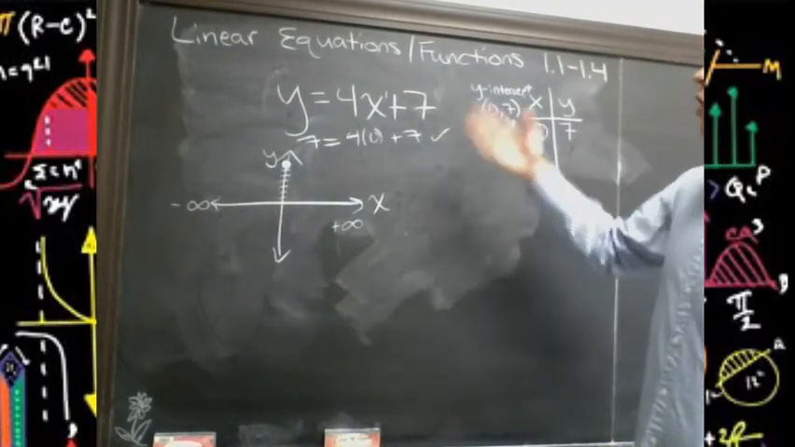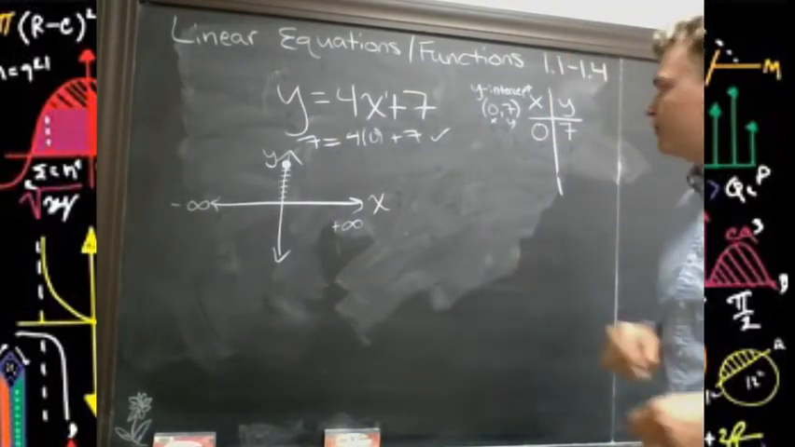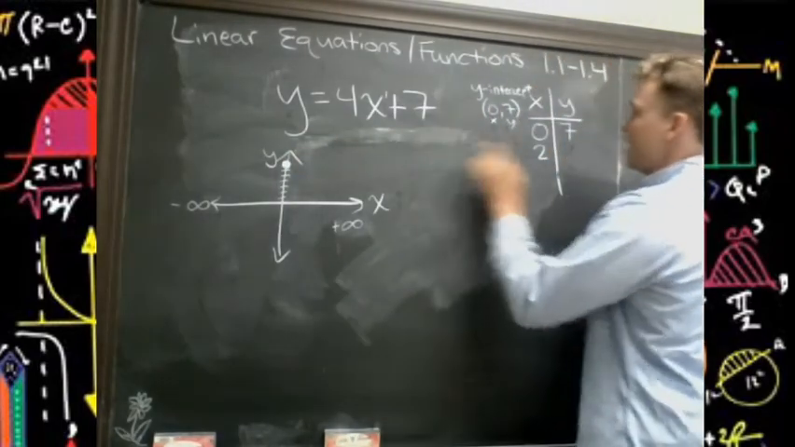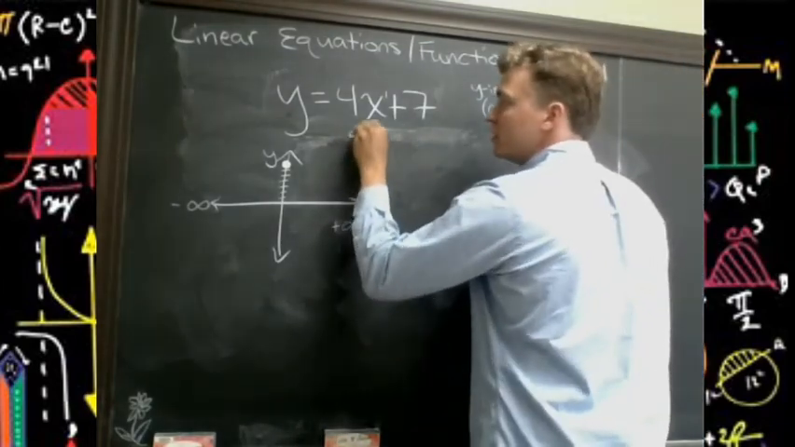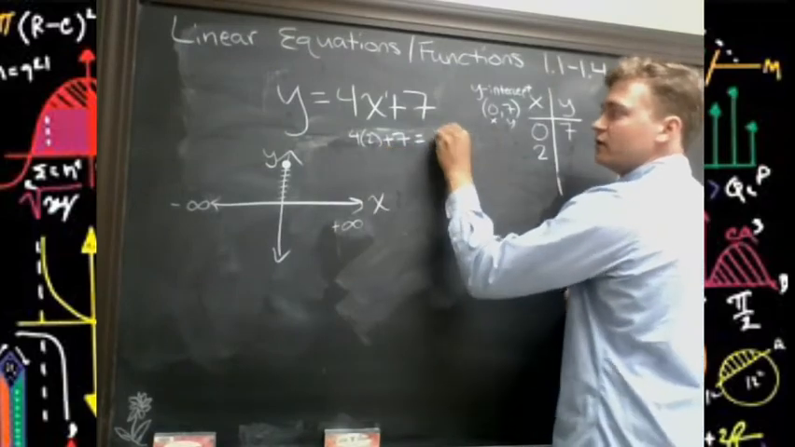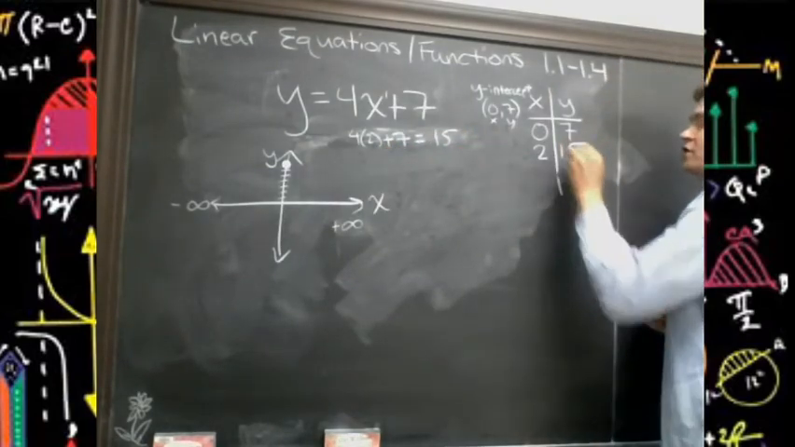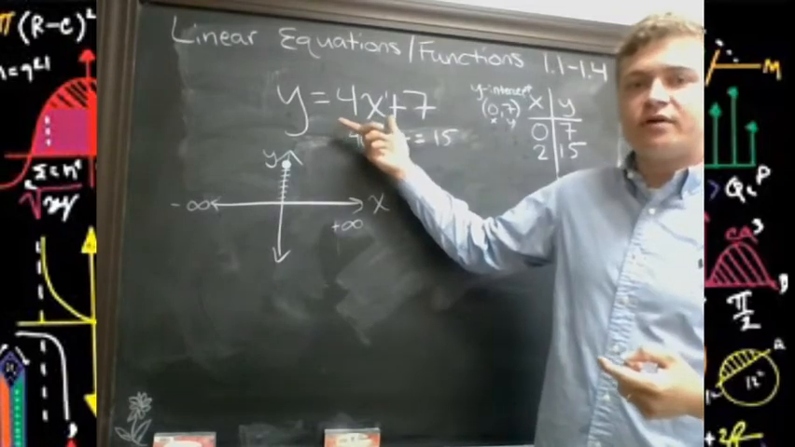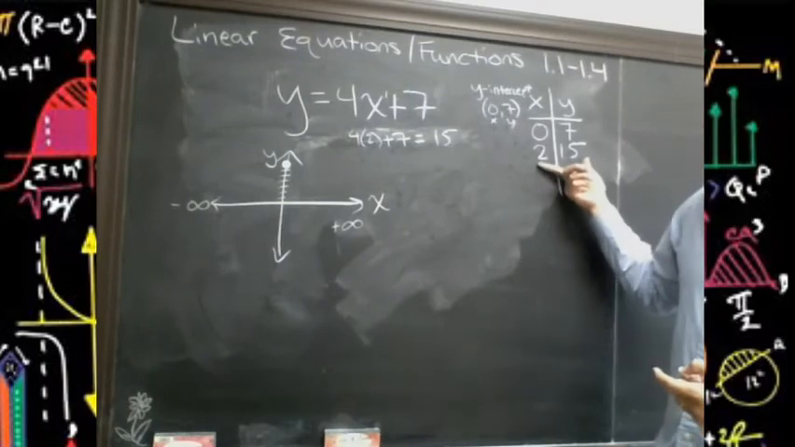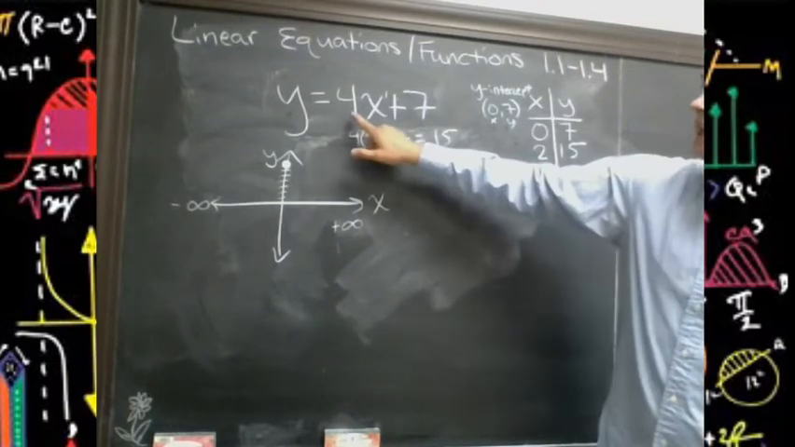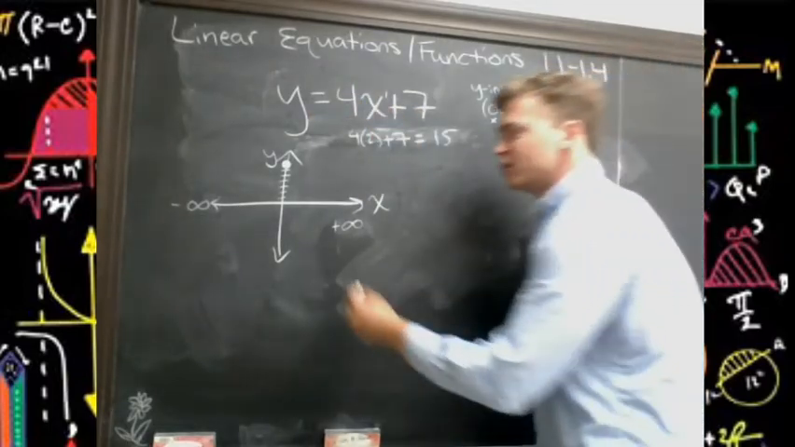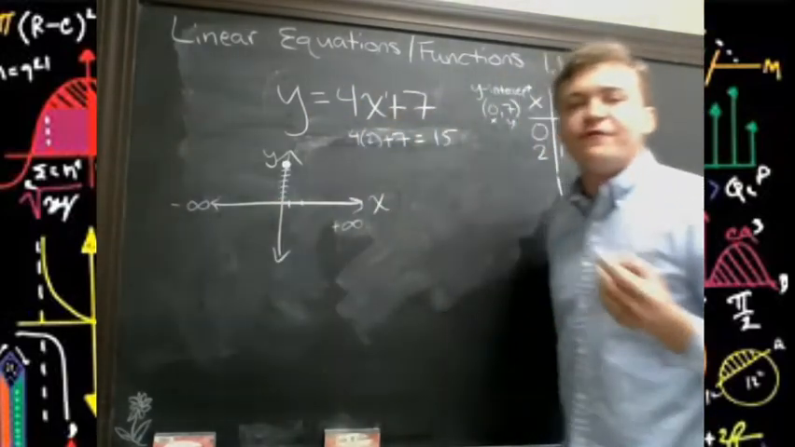Let's try it again. What happens if x is, let's say, 2? If x is 2, let's run through the arithmetic again. If x equals 2, then 4 times 2 plus 7 is 8 plus 7, which is 15. So this relationship in this equation gives us the ordered pair 2, 15. 4 times 2 plus 7, 15. Ordered pair 2, 15.